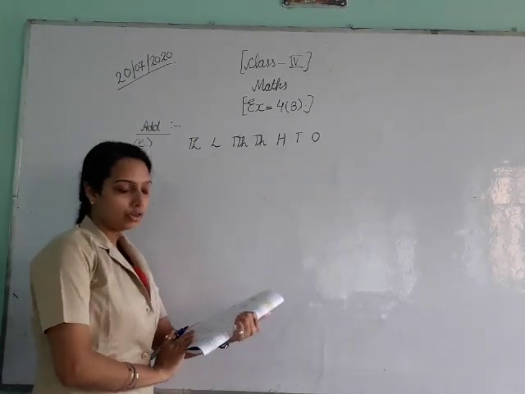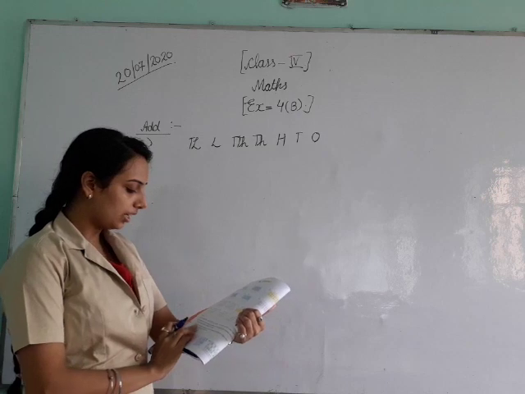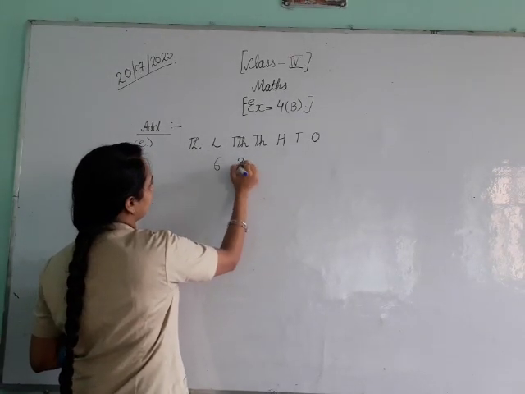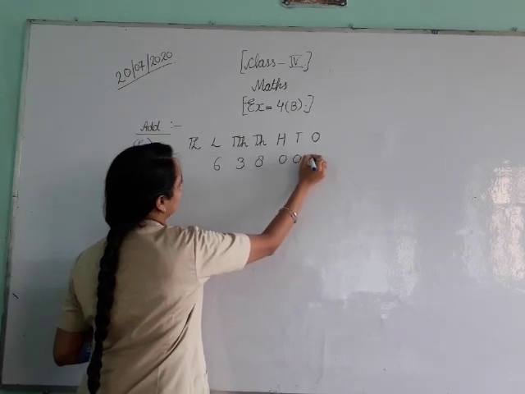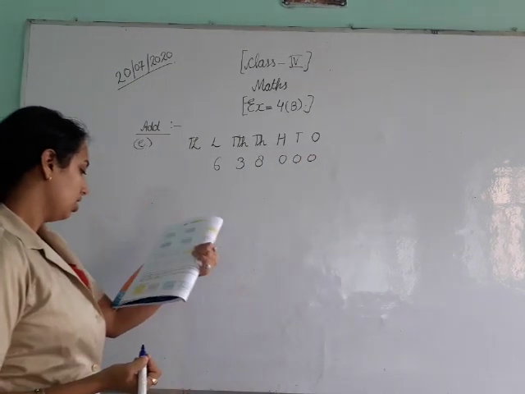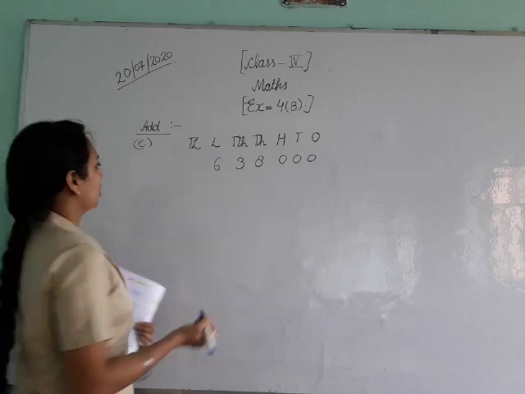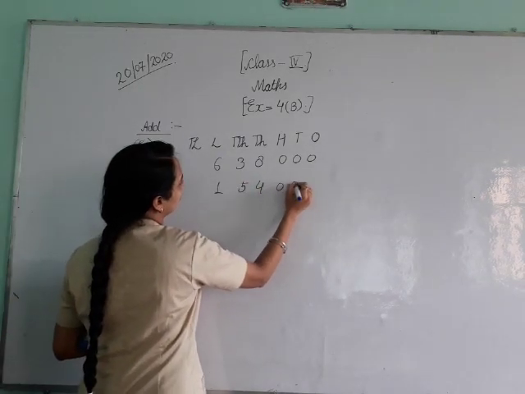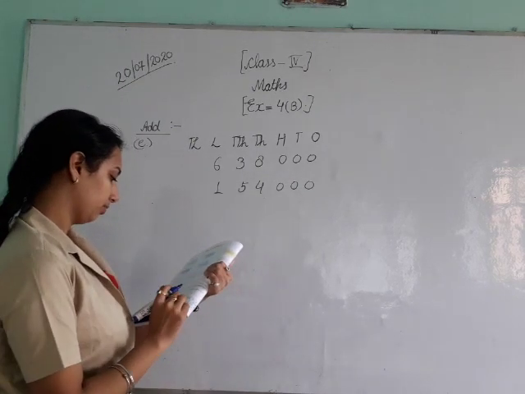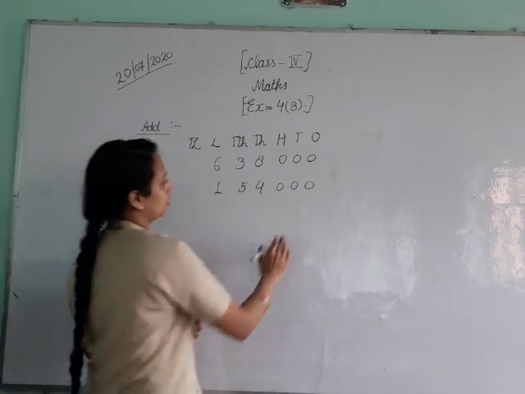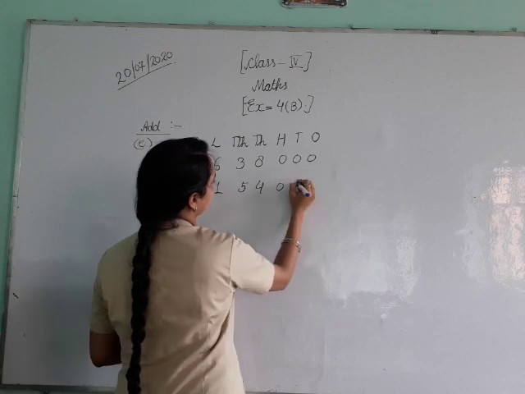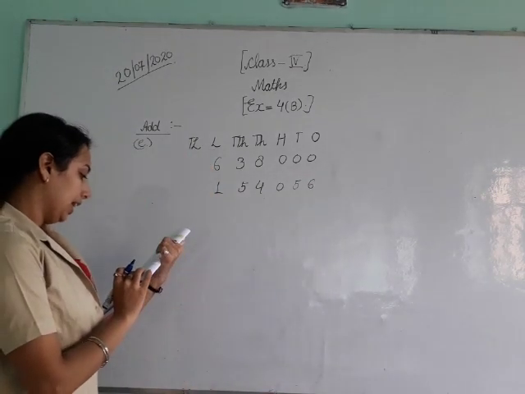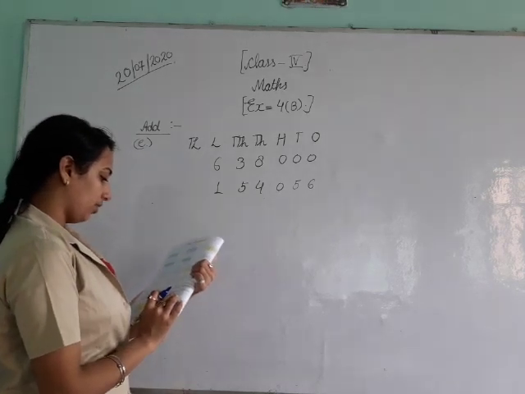Then what we have to do? We have to read out the question. 6,38,000. Okay? So from here, 6,38,000. Then the second digit, 1,54,000. And 56 is also there. Okay? And 56. So we will put here 56. 89,100.